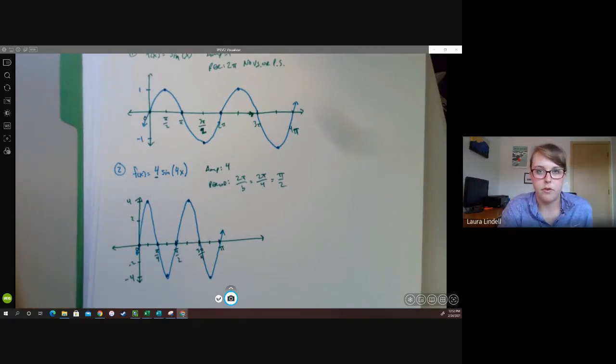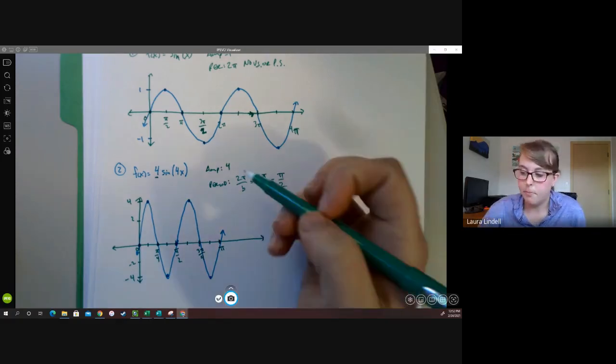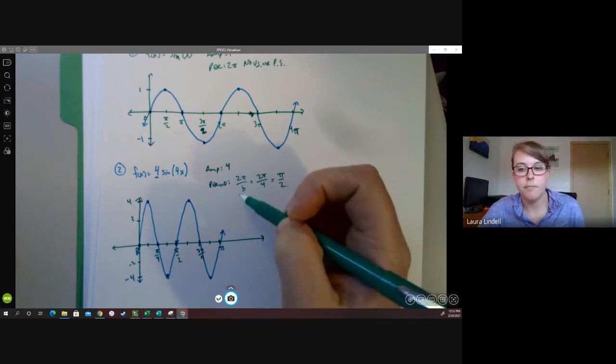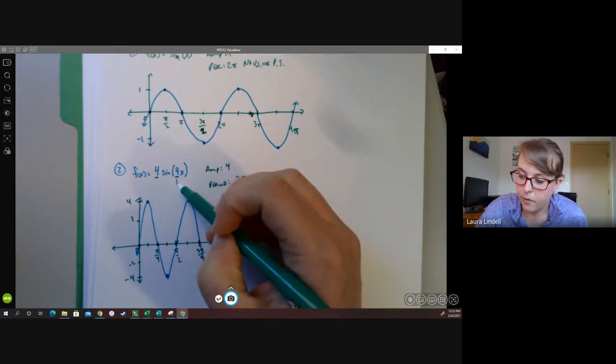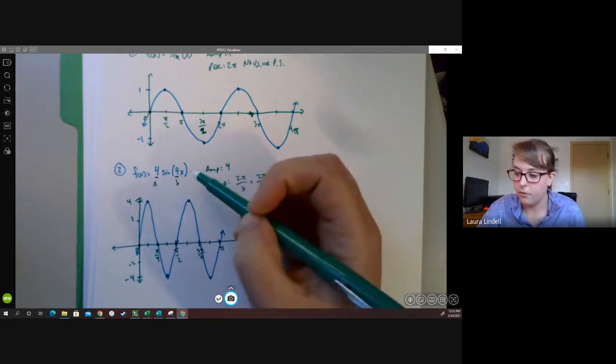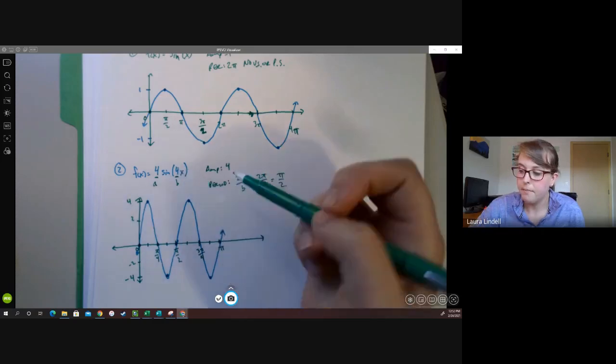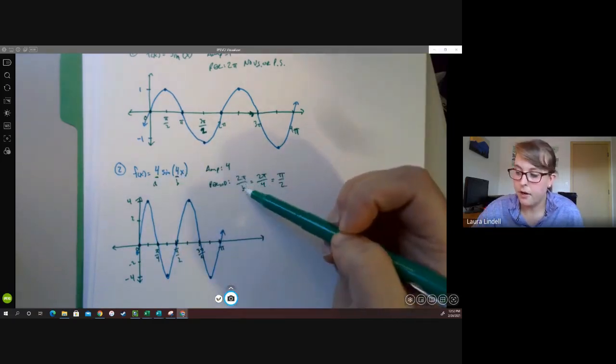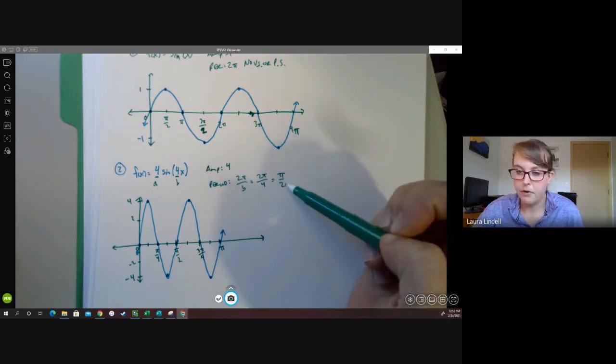Any questions so far with just looking at those first two graphs and how we drew those? How did we get pi over 2 from 4? Good question. So we know from the equation and from yesterday that the period is 2 pi over b, right? And so since b is 4, a is also 4, so that's probably a little bit confusing. But since b is 4, 2 pi over 4 reduces to pi over 2.